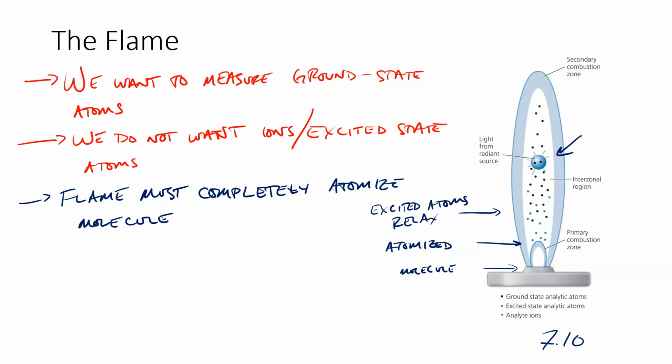So that by the time we're at our radiant light source, by the time we're at that optical path, we have only ground state atoms. Again, this is an ideal situation. If we've got 100,000 atoms, we're bound to have a few that are either ions or in the excited state, but hopefully we've chosen a flame temperature where most of them stay in the ground state, or at least cool down to the ground state by the time we get to that interzonal region.